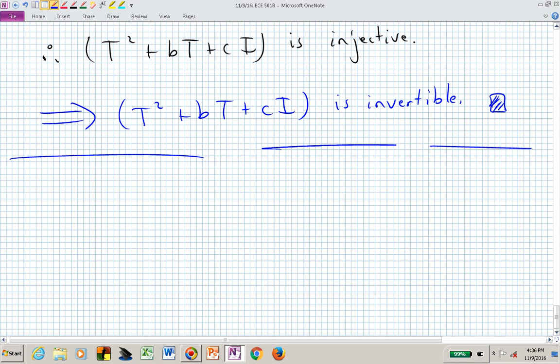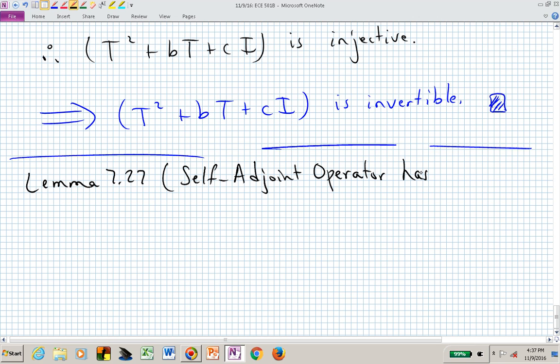That's one of the lemmas that we would need to show the real spectral theorem. Let's look at another lemma. And this one is that a self-adjoint operator has eigenvalues. Or I should say self-adjoint operators have eigenvalues.